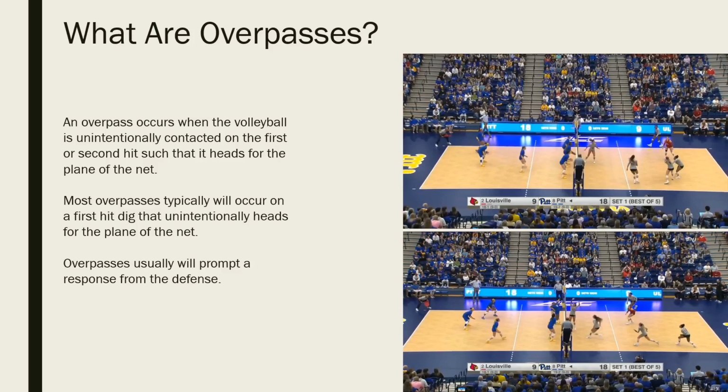An overpass occurs when the volleyball is unintentionally contacted on the first or second hit such that it heads for the plane of the net. Most overpasses typically will occur on a first hit dig that unintentionally heads for the plane of the net. Overpasses usually will prompt a response from the defense.